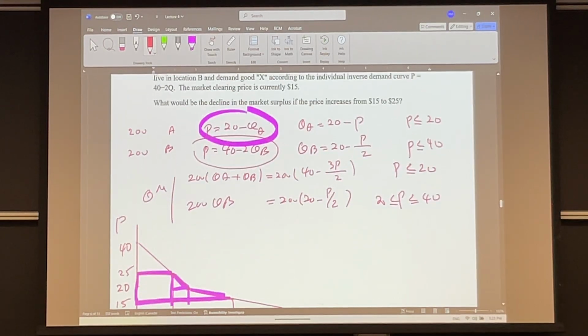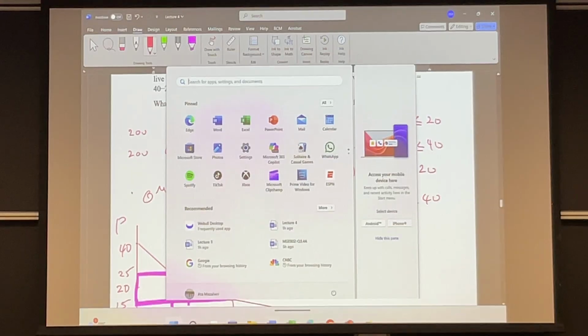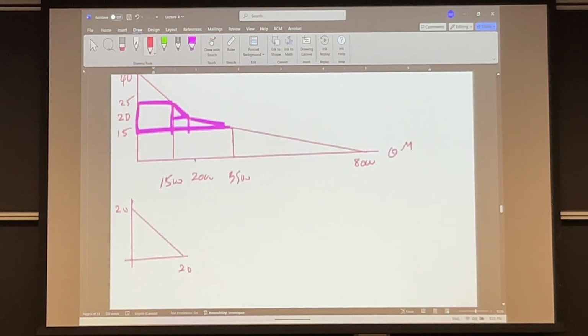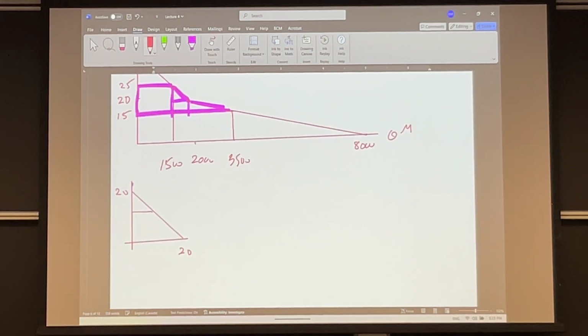Did I graph it right? Yes. The price is 15. The demand is 5. That's the surplus. When the price is 15, the surplus is this one. That's the surplus when the price is 15. The price goes to 25. What will be the surplus then?